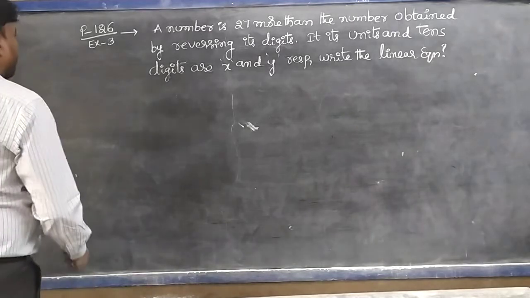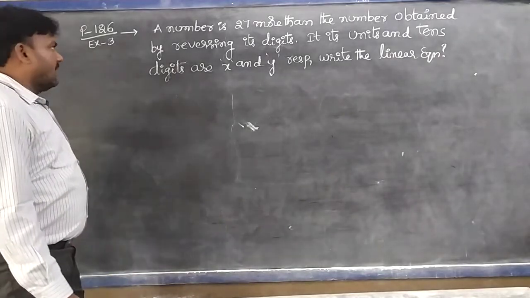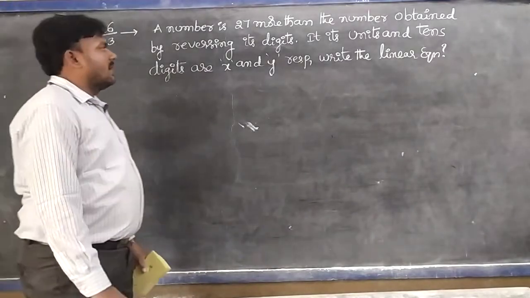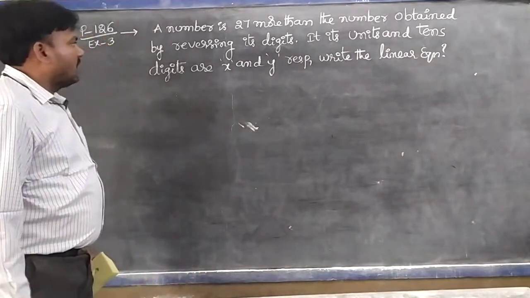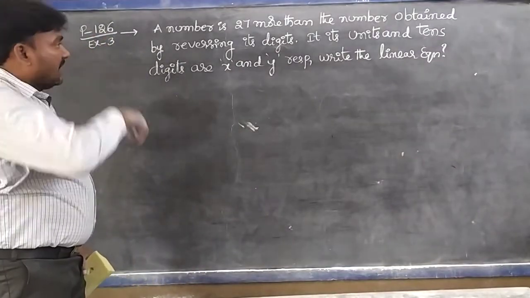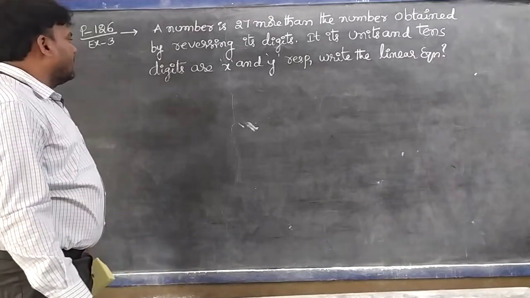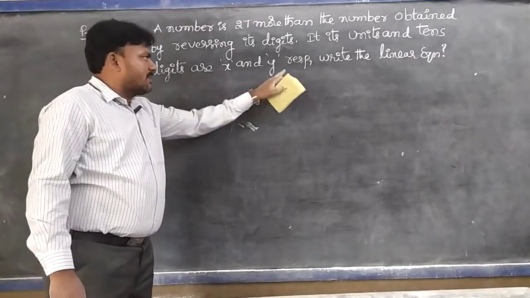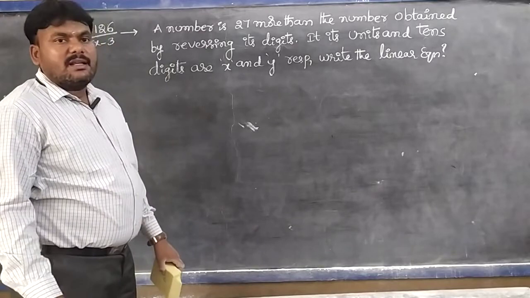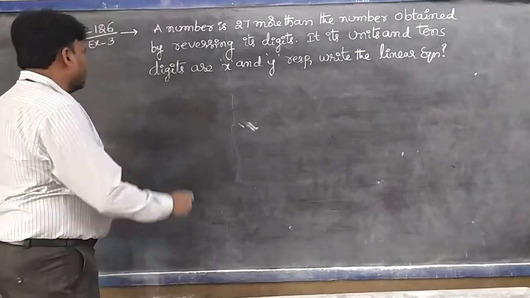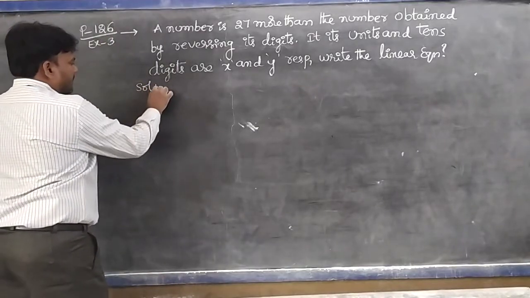Right, so page number 126, example 3. A number is 27 more than the number obtained by reversing its digits. If its units and tens digits are x and y respectively, write the linear equation. Okay, students, so what is given, observe the solution carefully.